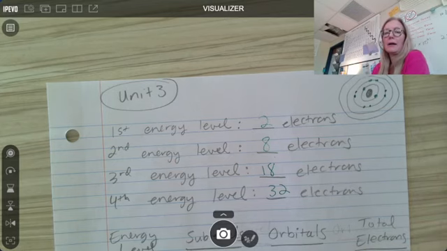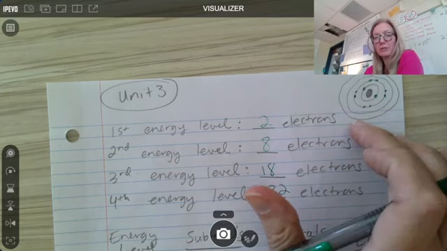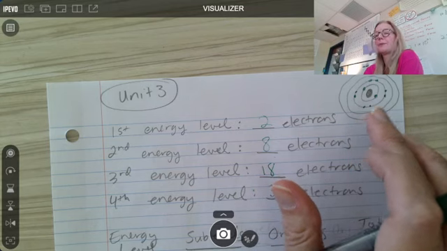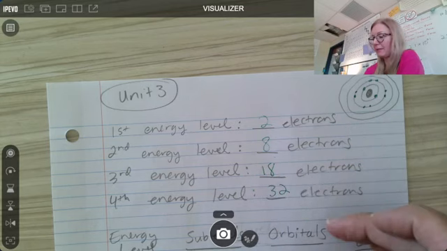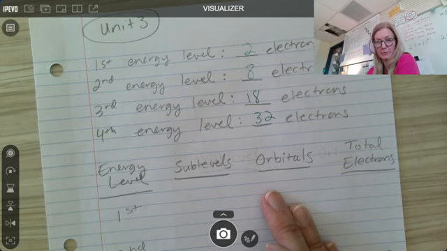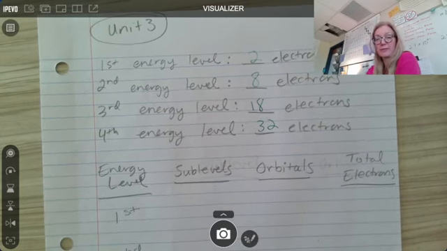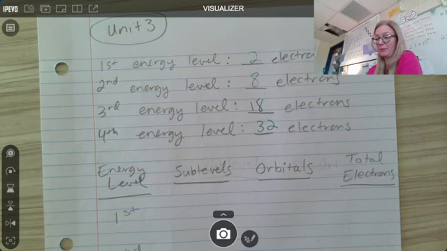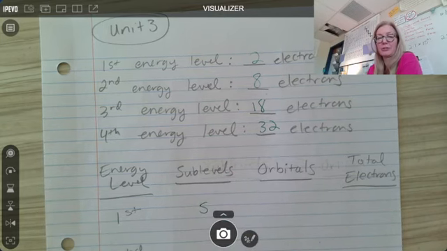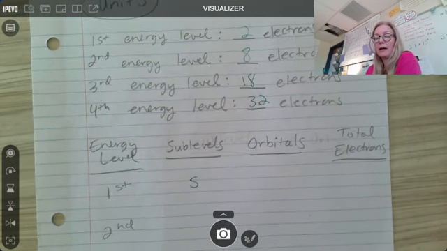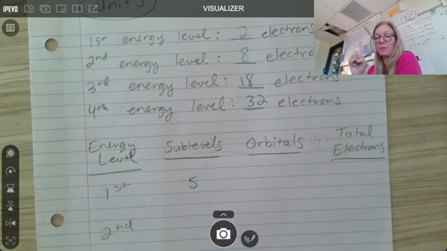What you have not learned before is that each of these energy levels is broken up into sublevels. And then the sublevels are broken up into something called orbitals. So the first energy level only has one sublevel, and the sublevels, they give them letters. The first energy level has a sublevel called S, and S sublevels only have one orbital. An orbital is a region where electrons are likely to be found.